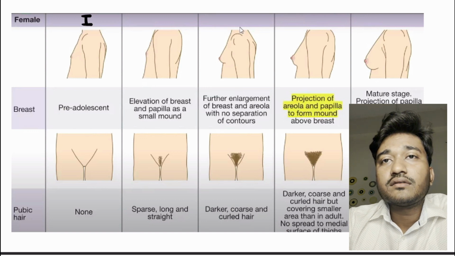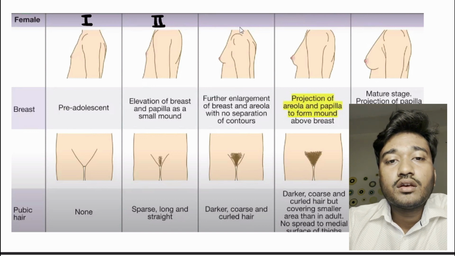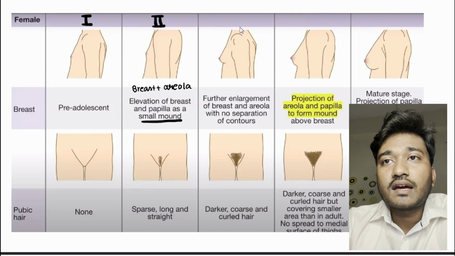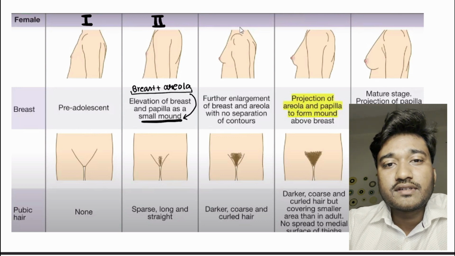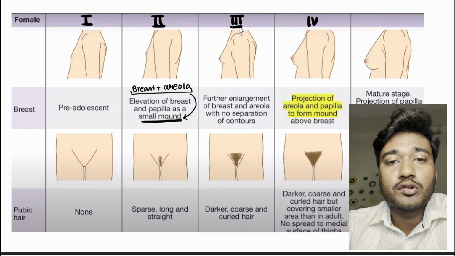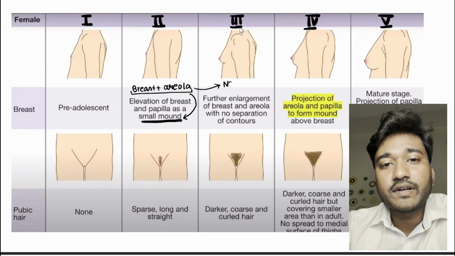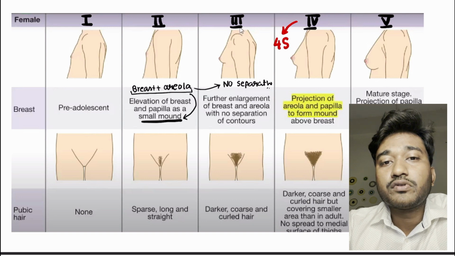At first we are looking at breast development. You have to remember one thing, here we can make out the breast as well as the areola. Breast and areola in stage 1, that is pre-adolescent. In stage 2 it's like a small mound. In the third stage, the breast as well as the areola is present, the size is increased, but there is no separation. You have to remember one formula, that is 4S. S for separation. At the fourth stage there is separation, the breast tissue and areola get separated. So the formula is 4S.